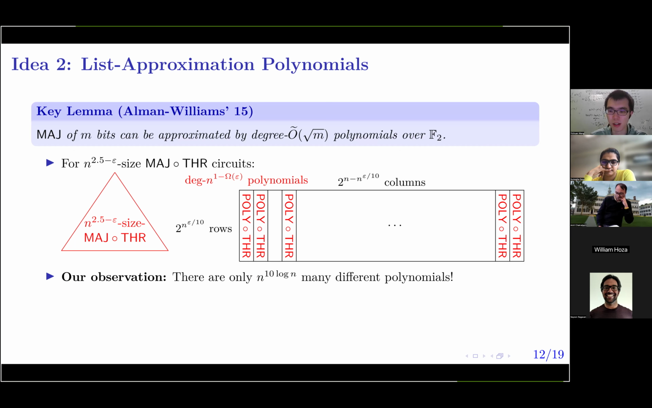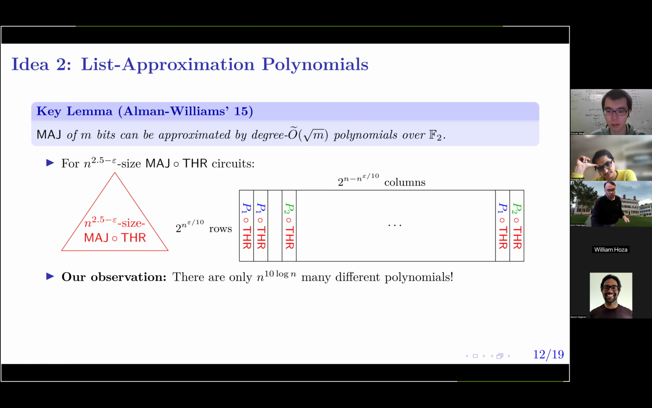This means that over 2 to the n minus n to the epsilon many columns, most polynomials appear a lot of times. So there are not so many different polynomials.